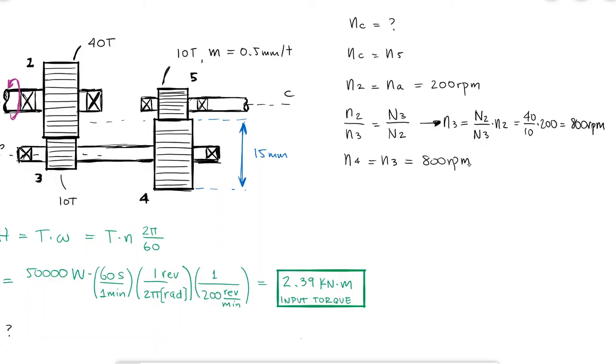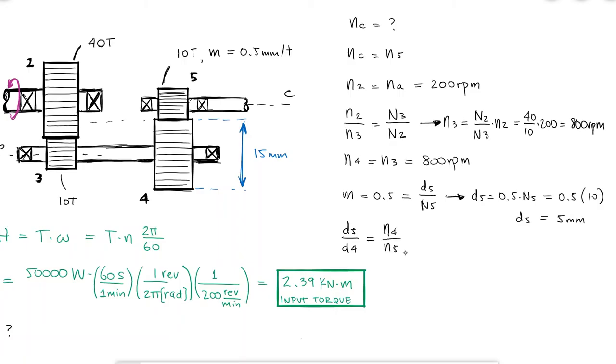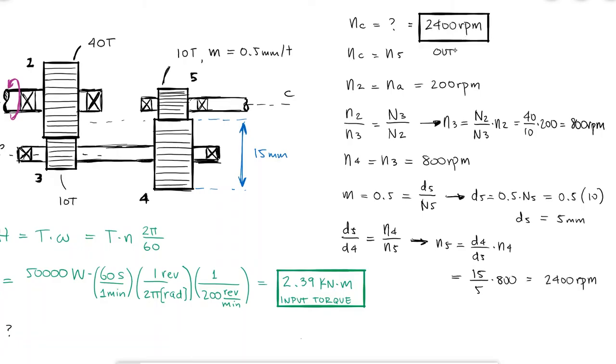To find the revs per minute of gear 5, I either need the relationship between the number of teeth or the pitch diameter between gears 5 and 4. And since I have the module of gear 5, which is the relationship between the number of teeth and the pitch diameter, I can find that the pitch diameter of gear 5 is 5 millimeters. Since I now have the diameters of gears 4 and 5, I would use the relationship between diameters and revs per minute for gears 4 and 5. From this, I find that the revs per minute of gear 5 is 2400 RPM, which is the same speed as the rotation of shaft C.